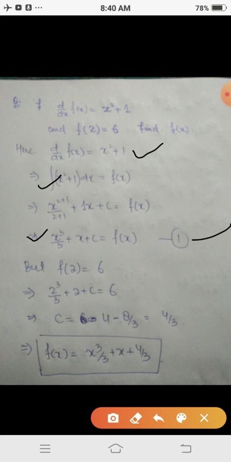But f of 2 is 6, which implies that substituting here, f of 2 equals 2 raised to power 3 upon 3 plus 2 plus c, which is 6. Or simply c equals 4 by 3. So substituting in this, f of x equals x cube upon 3 plus x plus 4 by 3. So from this we conclude that if the derivative of any function is known, and the value of the function is also known, then we can determine this function.